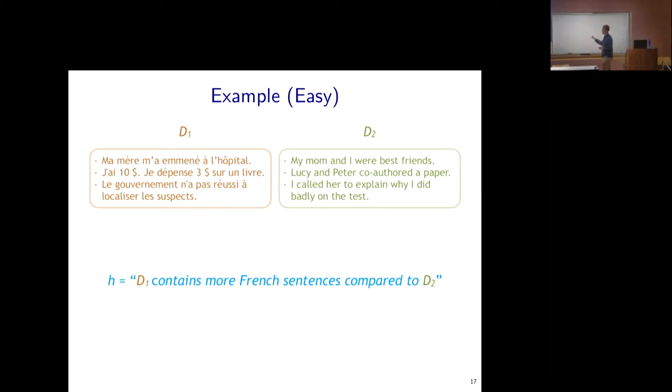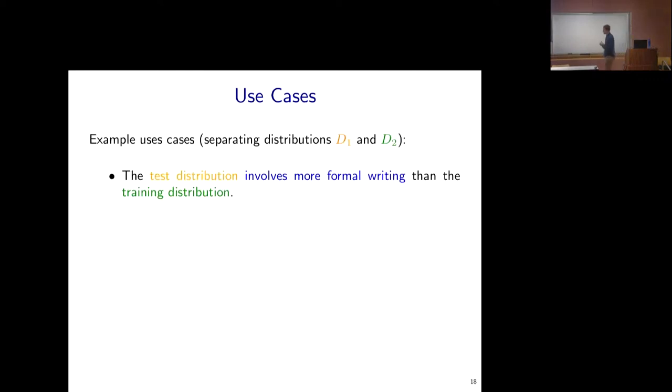In general, the actual examples can be a lot harder and more subtle. We might be looking for patterns where there's maybe a 10% difference between one dataset and another, or the examples could be much longer than these simple sentences. So what are some example use cases where we would want to separate two distributions? One is distribution shift. I trained on one distribution and I'm testing on a new distribution, and I might care what the differences are. Maybe I find out that the test distribution involves more formal writing than the training distribution, and that's a potential source of OOD failures.